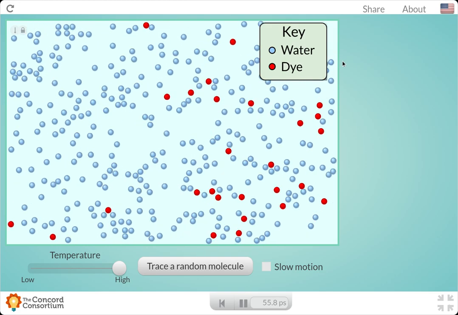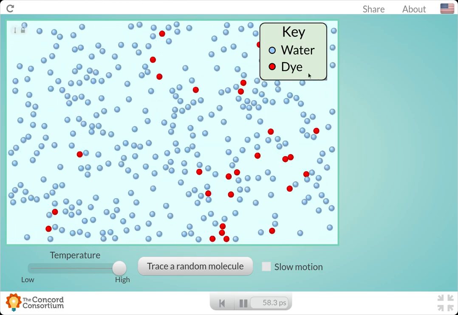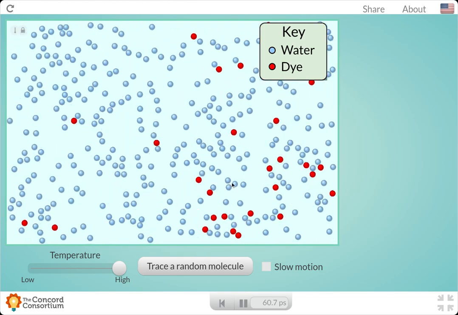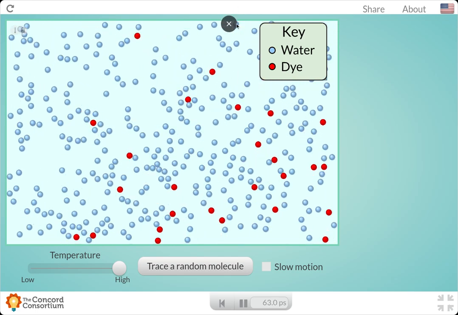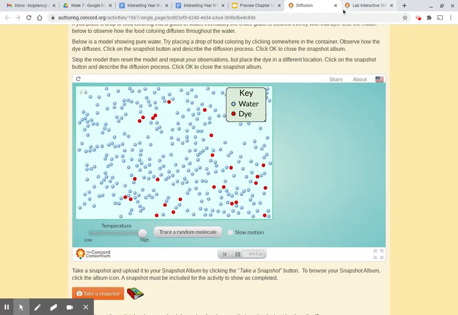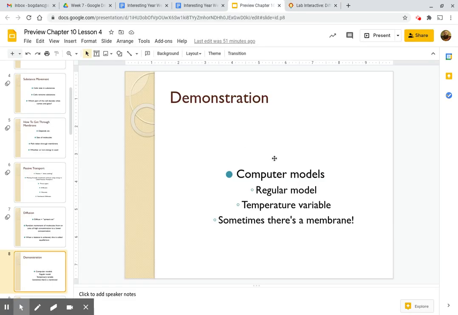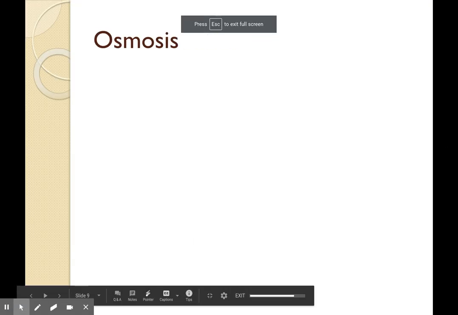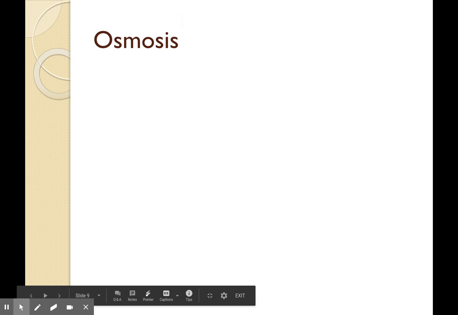Okay. Yep, we were almost already at equilibrium, and that happened a whole lot faster simply because we increased the temperature. All right, now let's close this for real and get back to our demonstration. Okay, our lesson. Okay, so that was diffusion.